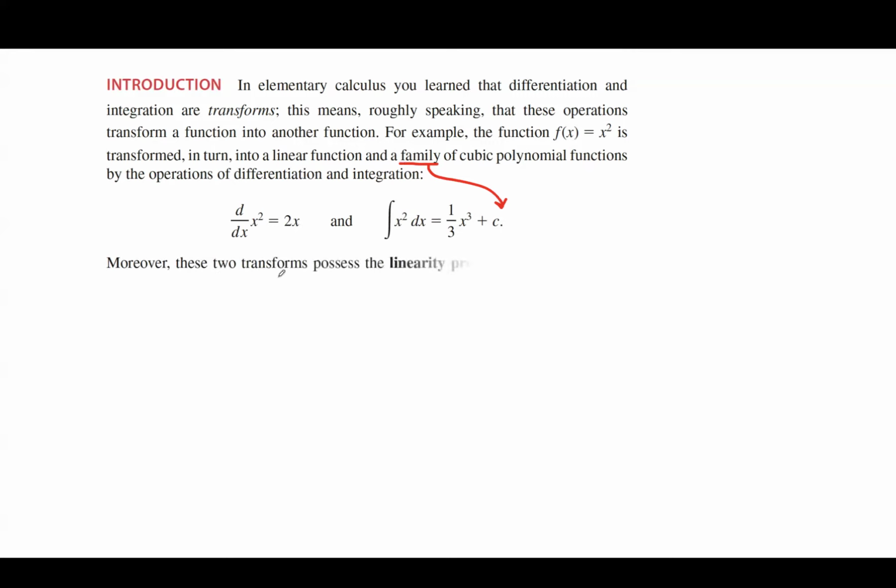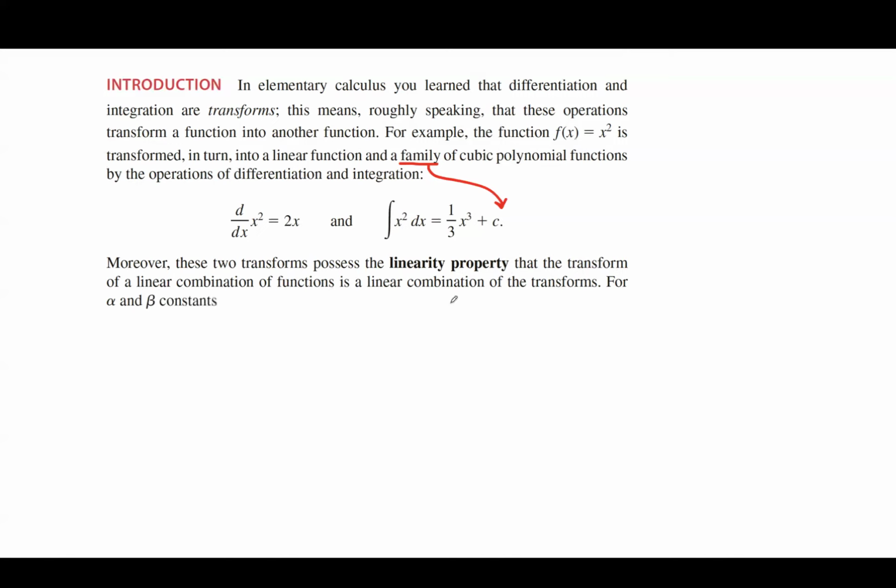Moreover, these two transforms or transformations possess the linearity property. It means that the transformation preserves the linear combination. Or basically, it transforms a linear combination to a linear combination, as we present here.